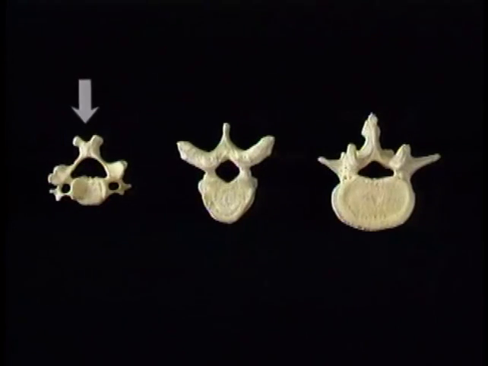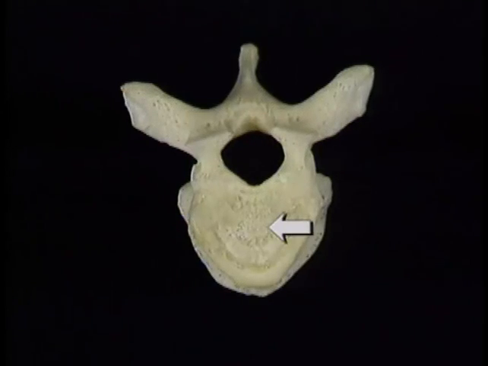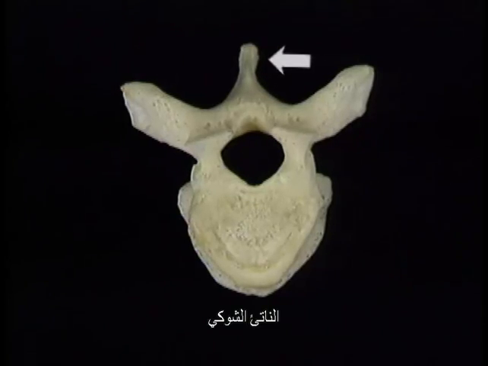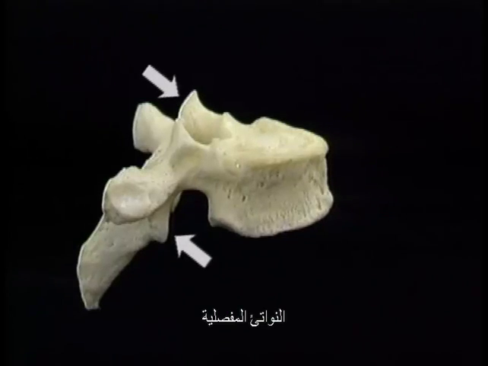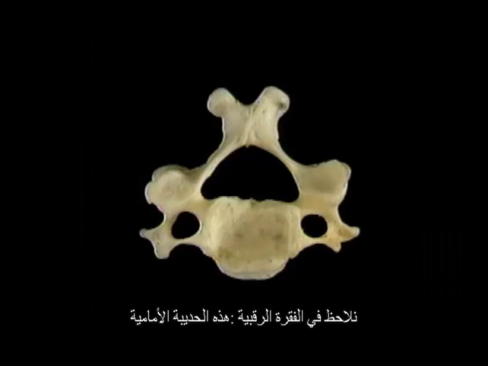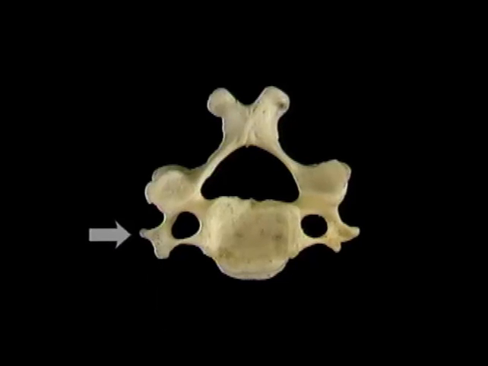Here's a cervical vertebra, a thoracic vertebra, and a lumbar vertebra. Here are the body, the vertebral canal, the pedicle, the lamina, the transverse processes, the spinous process, the articular processes, and the intervertebral foramen. In the cervical vertebra, here's the anterior tubercle, and the posterior tubercle of the transverse process, and here's the transverse foramen.